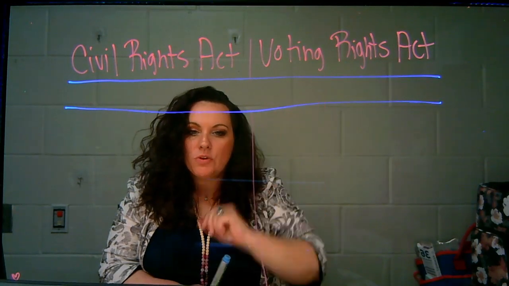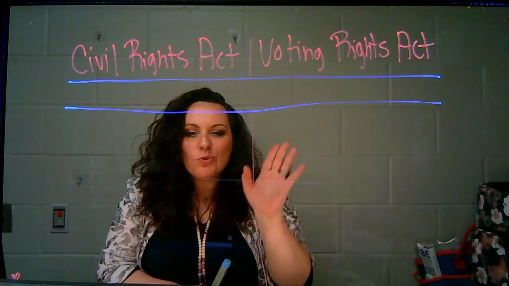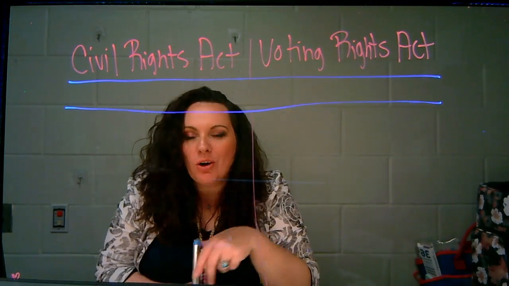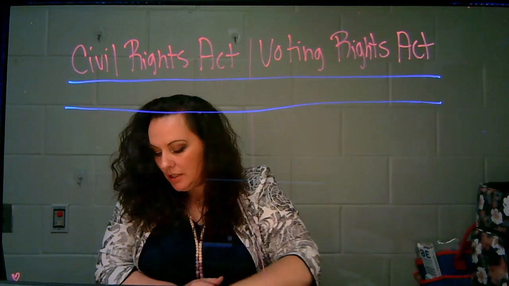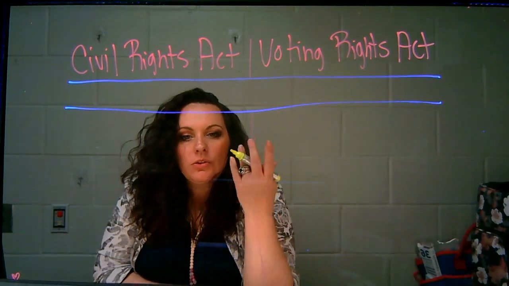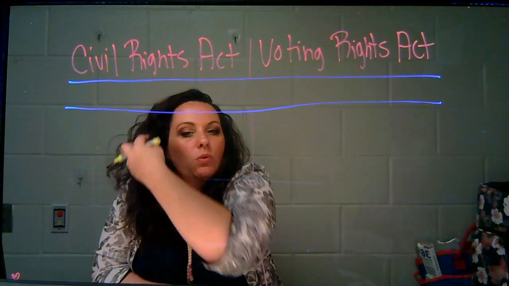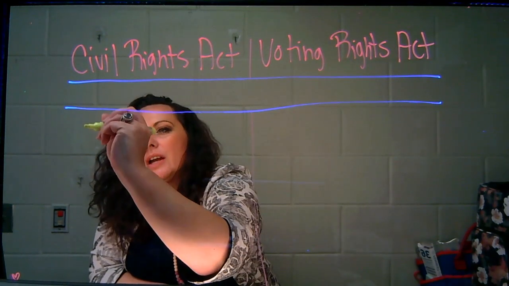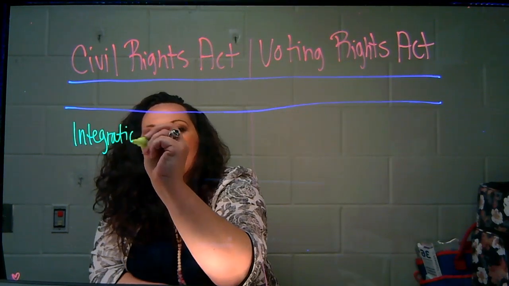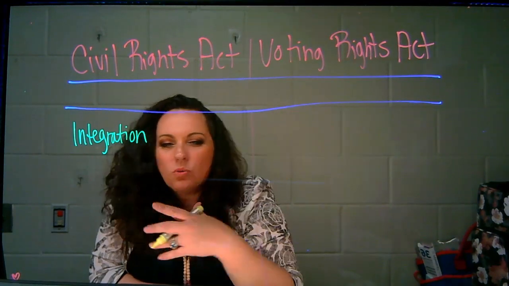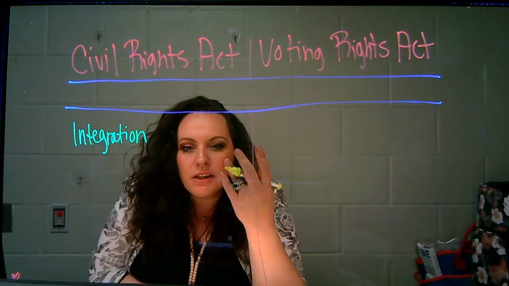Okay, so we have these two things going on right now, the Civil Rights Act and the Voting Rights Act. Real quick, let's just talk about what these two things are. The Civil Rights Act means you're not supposed to be discriminated against when you're using facilities and stuff like that. So now we can integrate these facilities. Integration, this is a main one. No more whites only or blacks only or anything like that. Everybody can use these facilities.